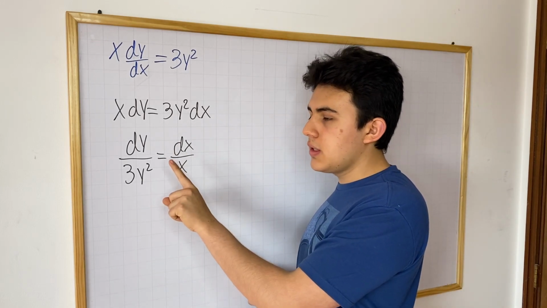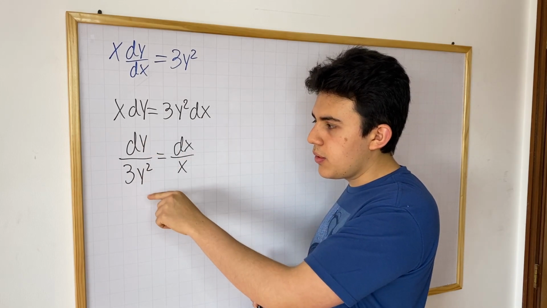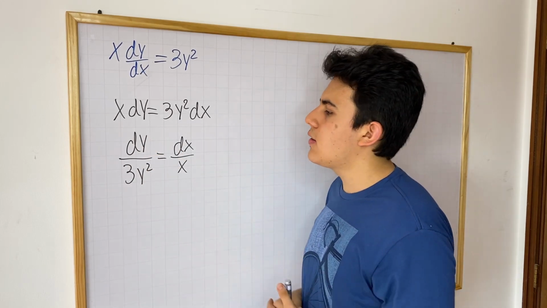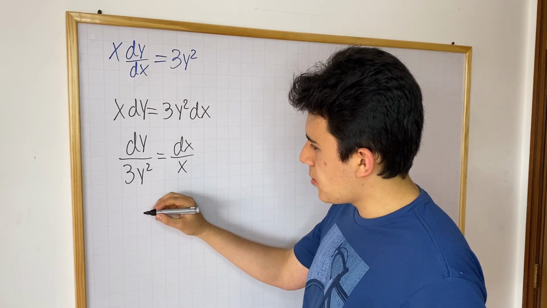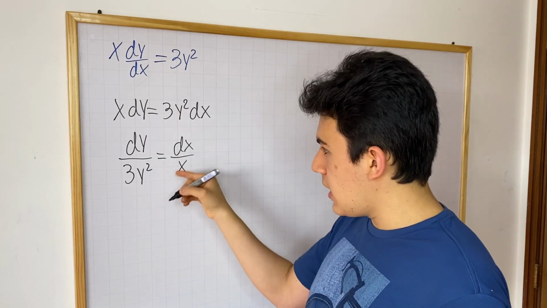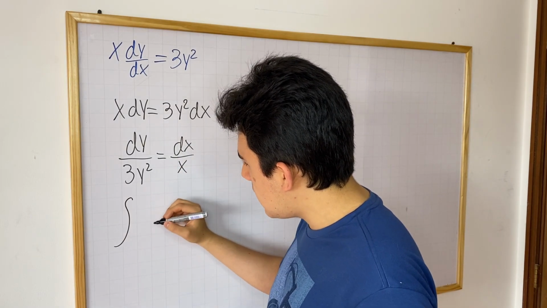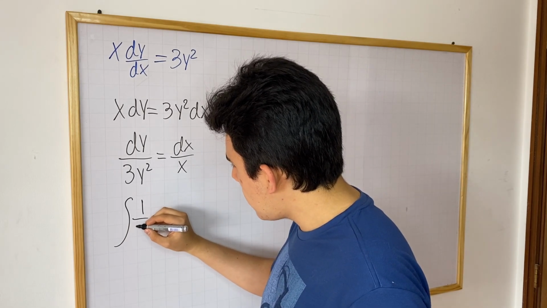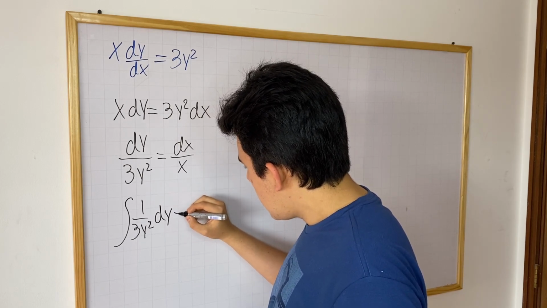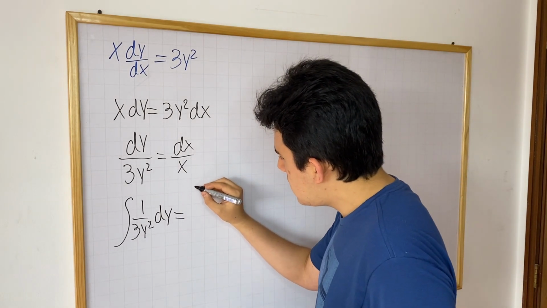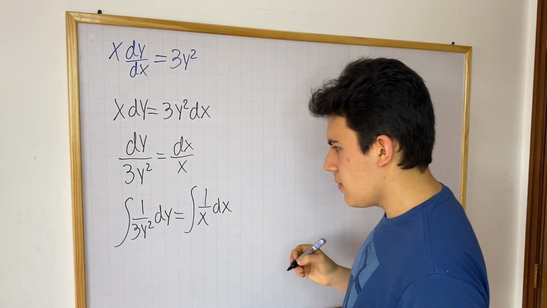So, we want to integrate, and the only way we can do that successfully is if both variables are isolated on different sides of the equation. So now I'm going to rewrite the entire thing. Now I want to integrate both sides. So I'm going to get the following. On the left-hand side I want to take the antiderivative of 1 divided by 3y squared dy, and on the right-hand side I'm going to take the antiderivative of 1 divided by x dx, okay?